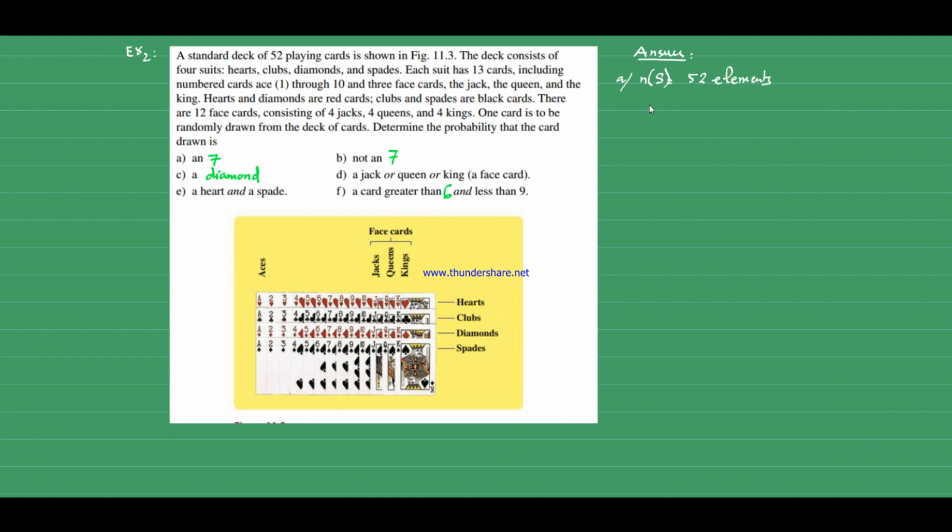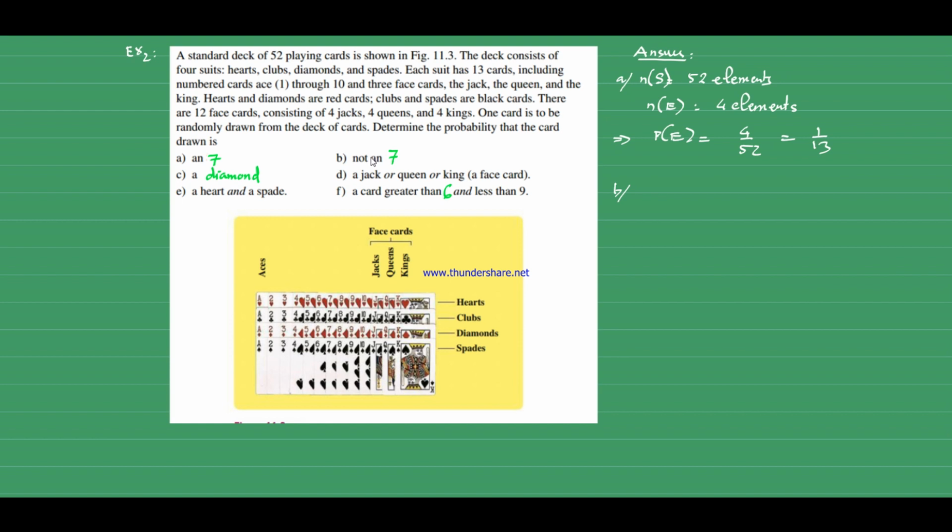However, the favorable outcome, the cardinality of the event, is 4, so there are only 4 elements, because we have 7 heart, 7 spade, 7 club, we have 7 diamonds, so there are only 4 elements here. So from here we can calculate the probability of the event will be 4 over 52, which is 1 over 13. Okay.